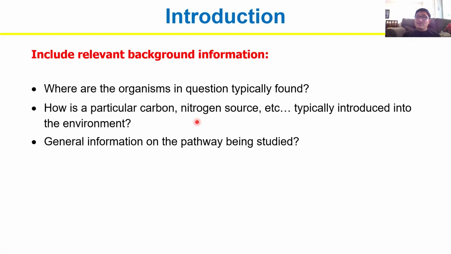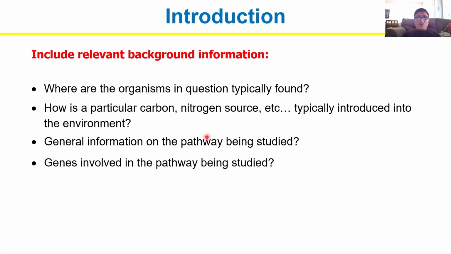Is there only one pathway? Are there multiple pathways? That's the type of information that I'm expecting from that. What genes are involved in that pathway? Do we have one, two, three, four, five genes? You don't have to name every gene if the pathway is long, but give me an example of a gene.